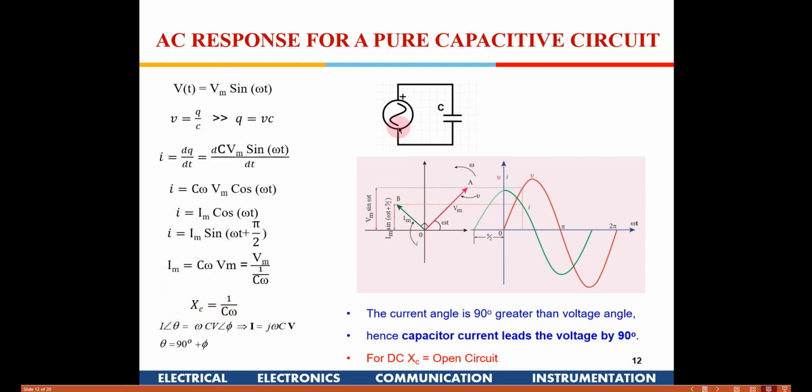That means, for a DC applied voltage, the capacitor will act like an open circuit. That is what we studied in the DC circuits also. There will be no current flowing, and as the frequency increases, the impedance decreases. So, this impedance response is exactly opposite to that of an inductor. For an inductor, DC is a short circuit; for a capacitor, DC is an open circuit.